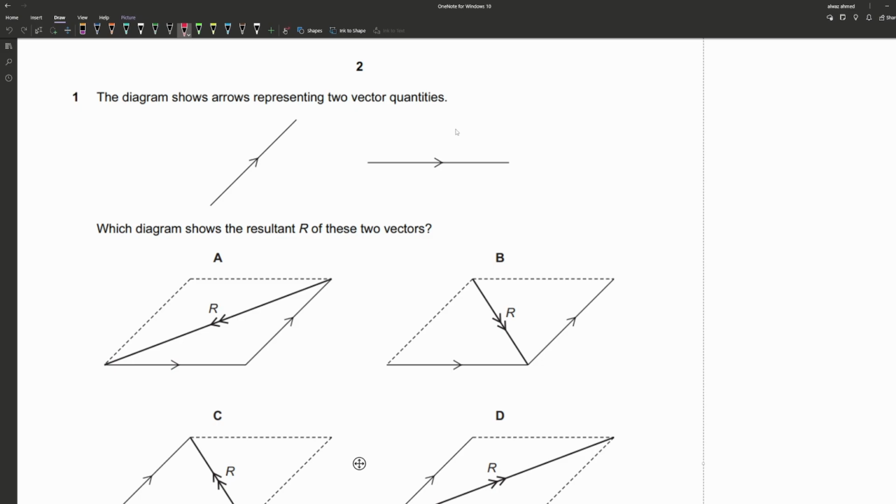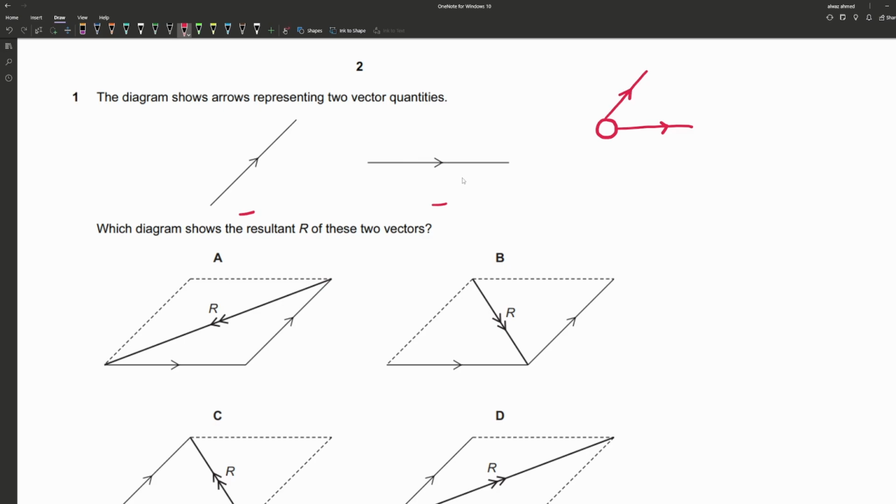Okay, so the first question is, the diagram shows arrows representing two vectors. We can see the two vectors here, the first one and the second one. Which diagram shows the resultant R of these two vectors? The way I do this question is I try to visualize these vectors. For example, if I have a ball here, one force on this ball, or one vector, is towards the right, and the other one is towards this direction.